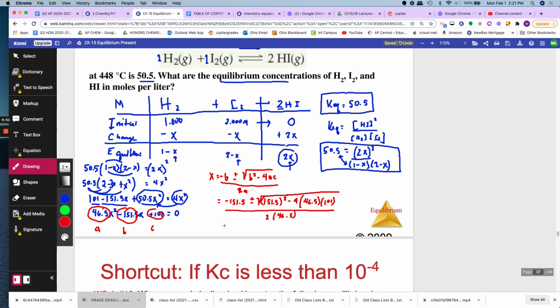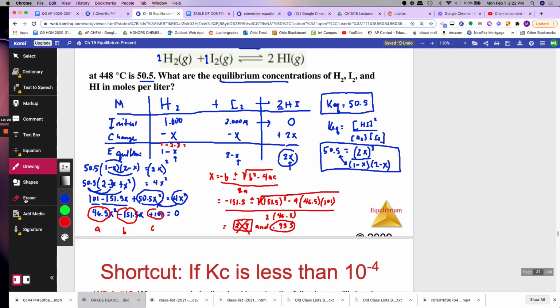Okay, so when solving for x, I got 2.3 and 0.935. Okay, so only one of these will be true. If you think that x is 2.3, what is 1 minus 2.3? It's a negative number. Therefore, it can't be 2.3. You can't have a negative molarity. So it would have to be 0.935.